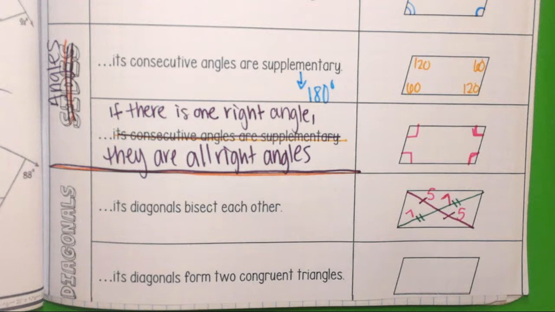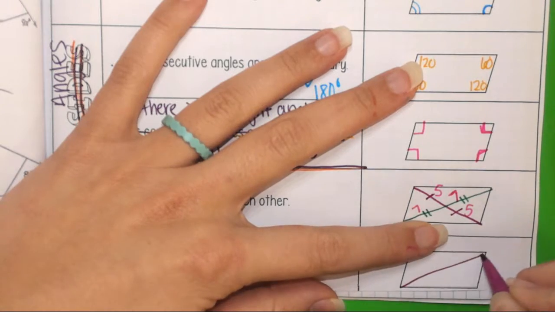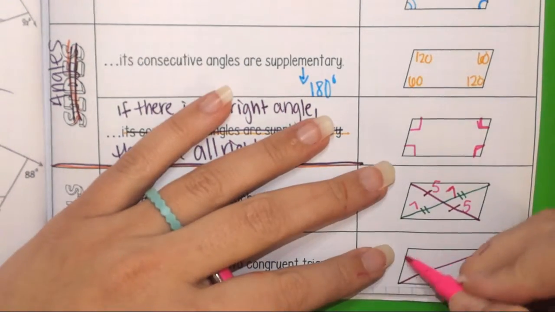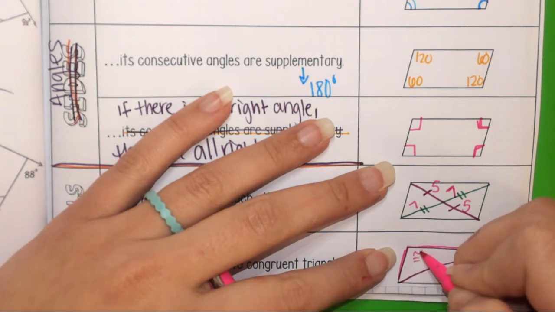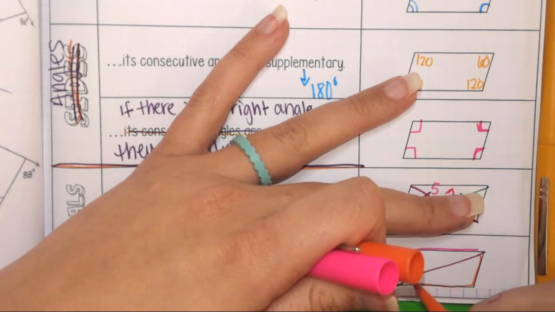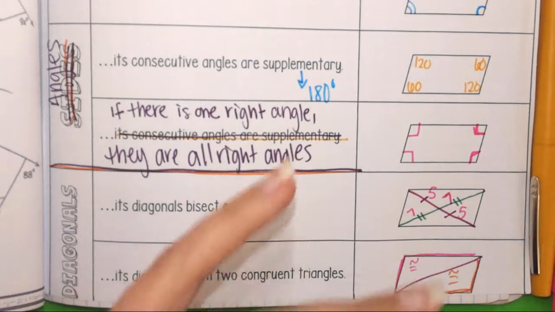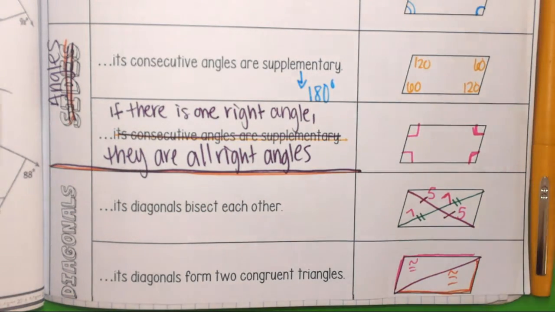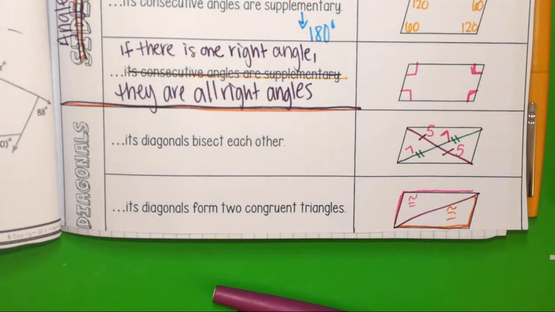The diagonals form 2 congruent triangles. So if we drew one diagonal like this, that means that this top triangle would be congruent to this bottom triangle. What do you spell? I'm writing the congruent symbol.